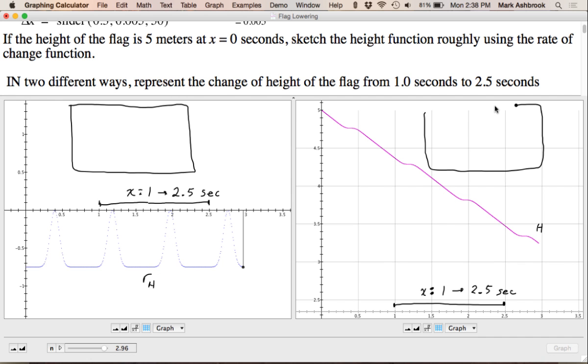Okay, so we're done thinking about it? Everyone's done thinking about it? So let's start with the one on the left first. Using the rate function, how can you express the change in height of the flag from 1 to 2.5 seconds? This is actually what we've been working on, right? So how can we do that?